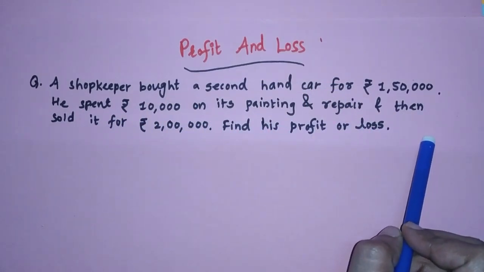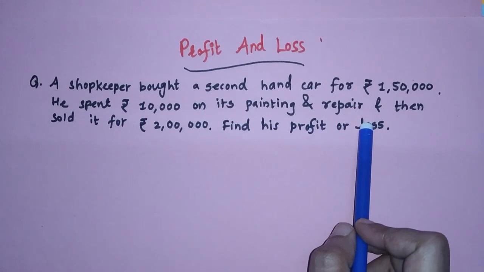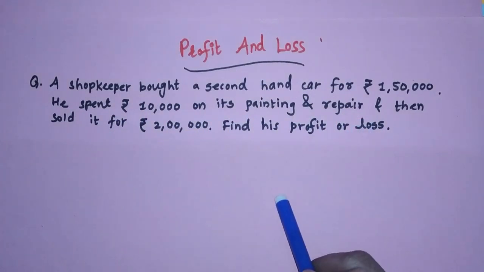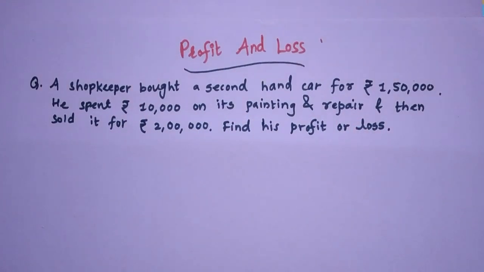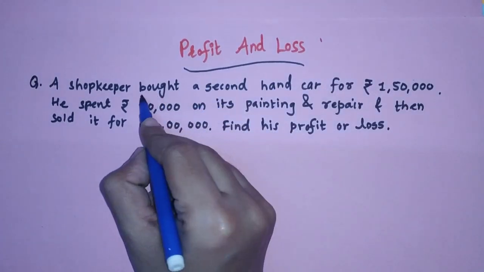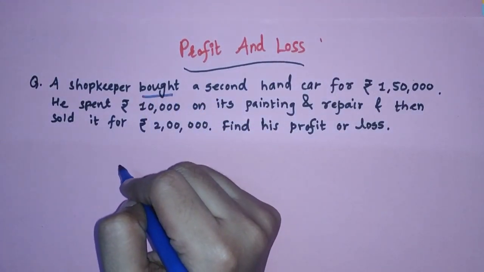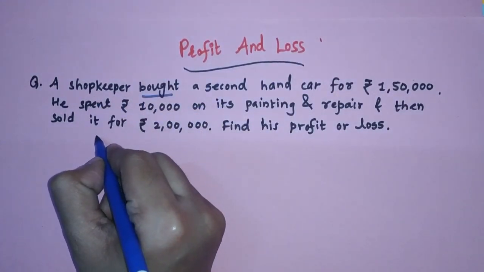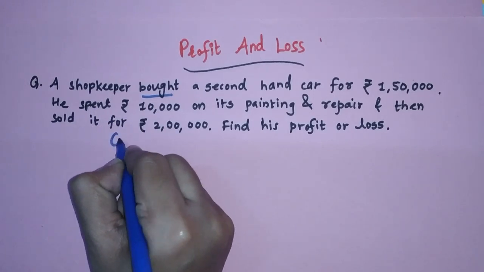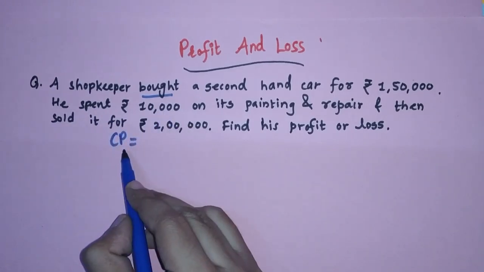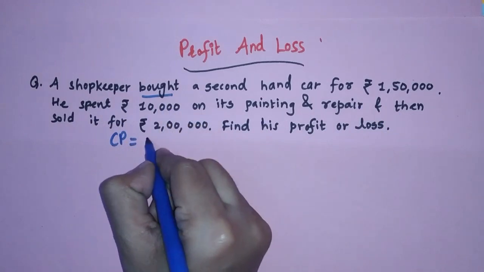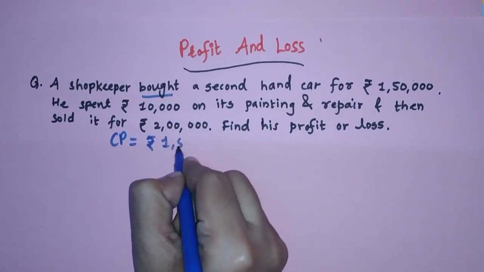First of all, dear students, we need to note down whatever data is given. Here it is provided that the shopkeeper bought, which is nothing but the cost price. We'll write it as CP. CP is the cost price, which is given as rupees 1,50,000.